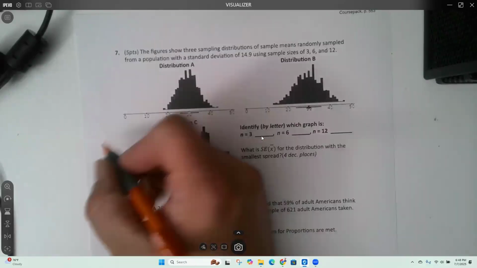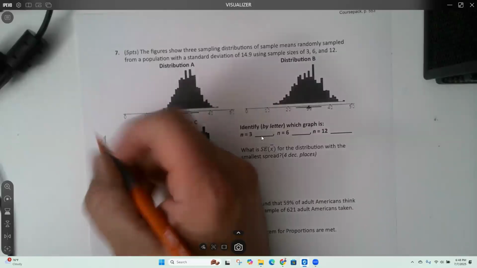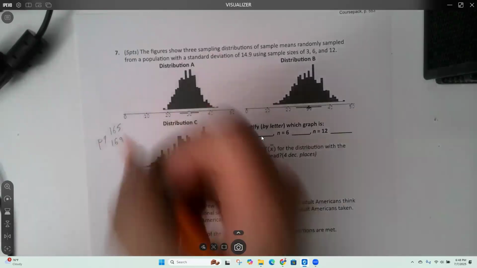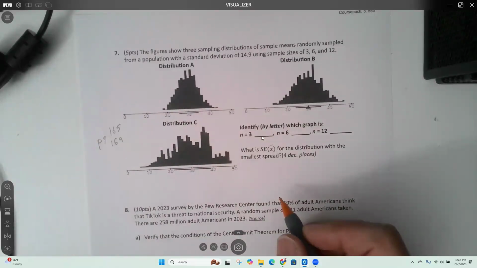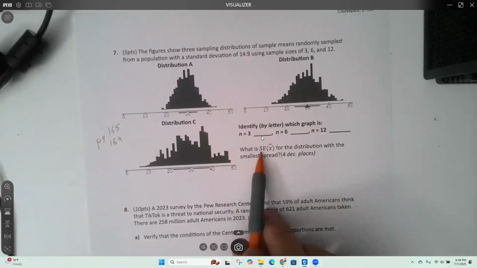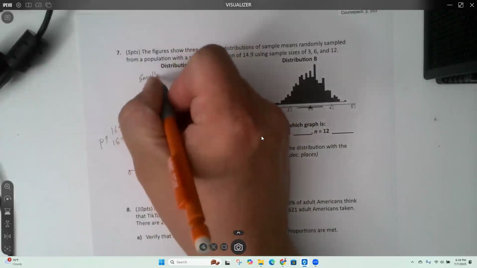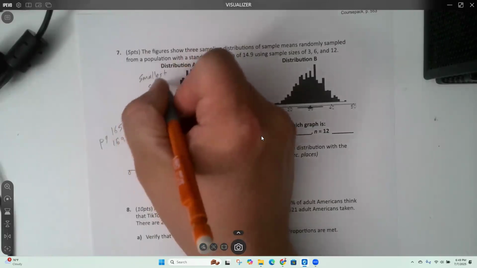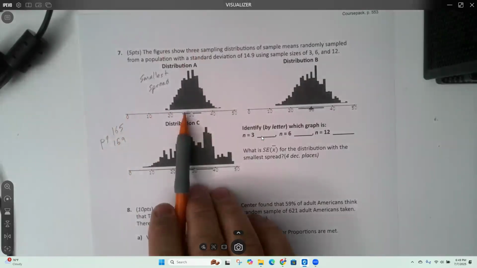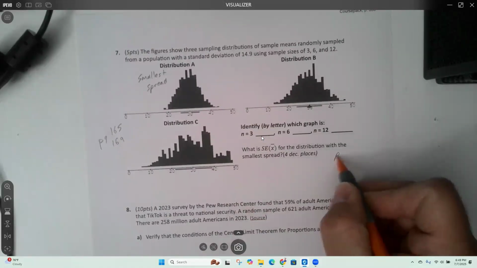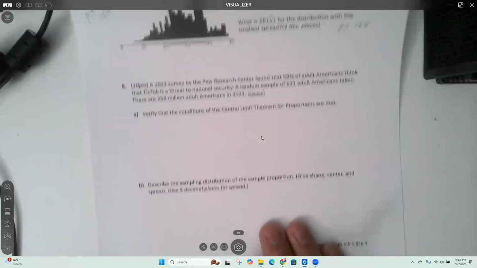So this one is on page 165 and 169. The question: what is the standard error for the distribution with the smallest spread? The smallest spread would be this guy up here. Whatever sample size you use for this, that's what you're going to use in the formula. The formula is on page 166 for standard error.